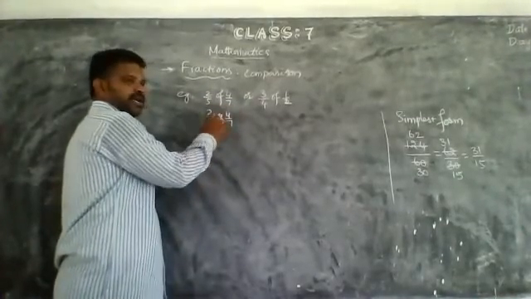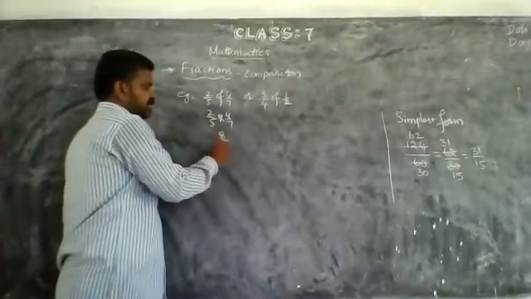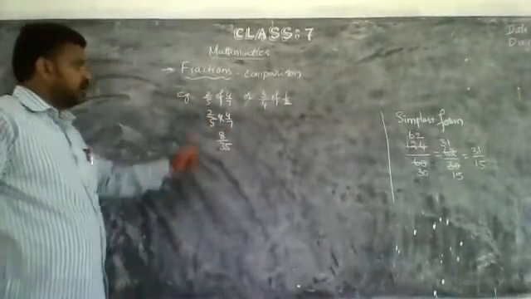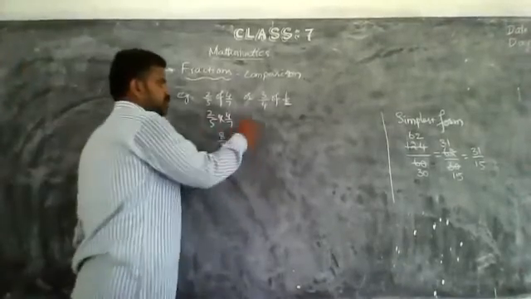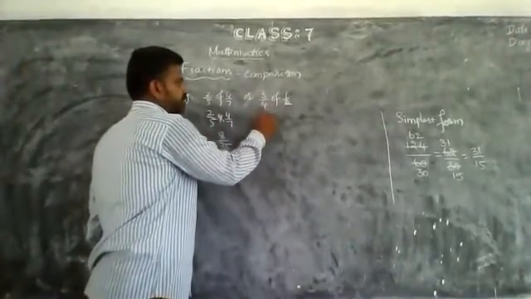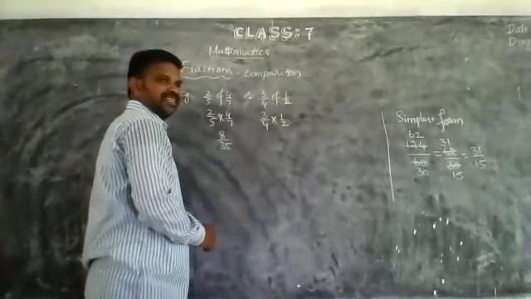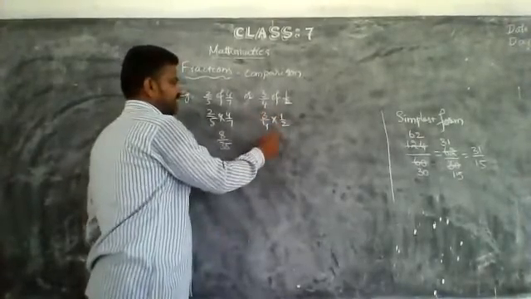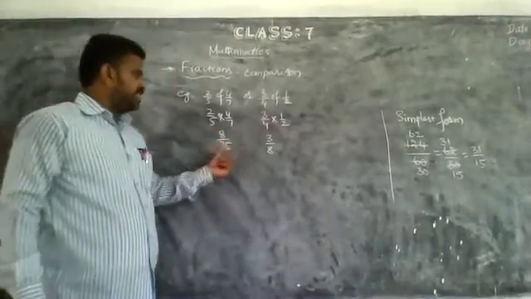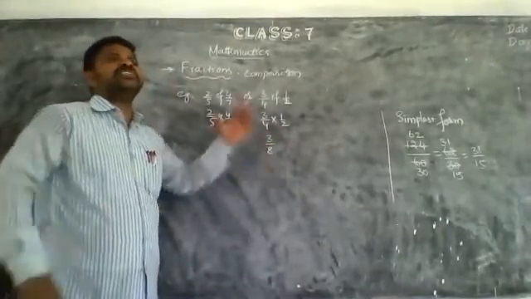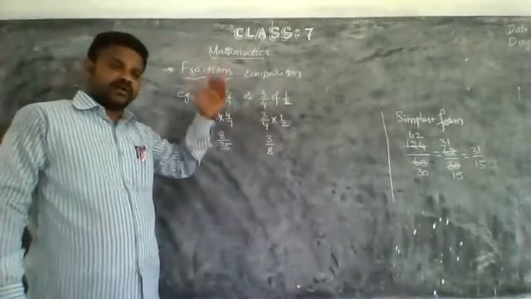So 2 by 5 of 4 by 7 means 2 by 5 into 4 by 7. Product of numerators: 2 fours are 8, by 5 sevens are 35. Next, 3 by 4 into 1 by 2: 3 ones are 3, 4 twos are 8. So 8 by 35 and 3 by 8. Which is the greater? We have to go back.